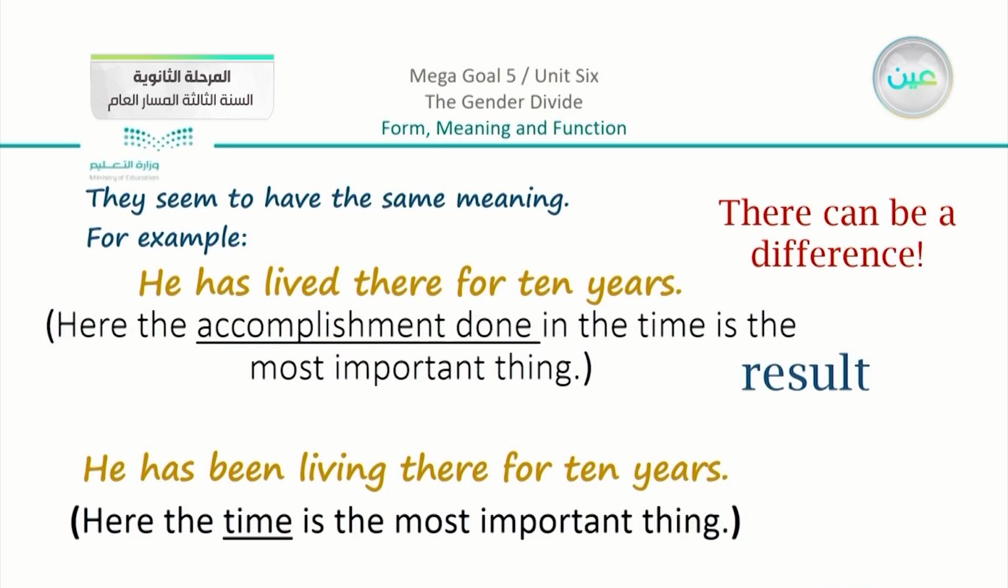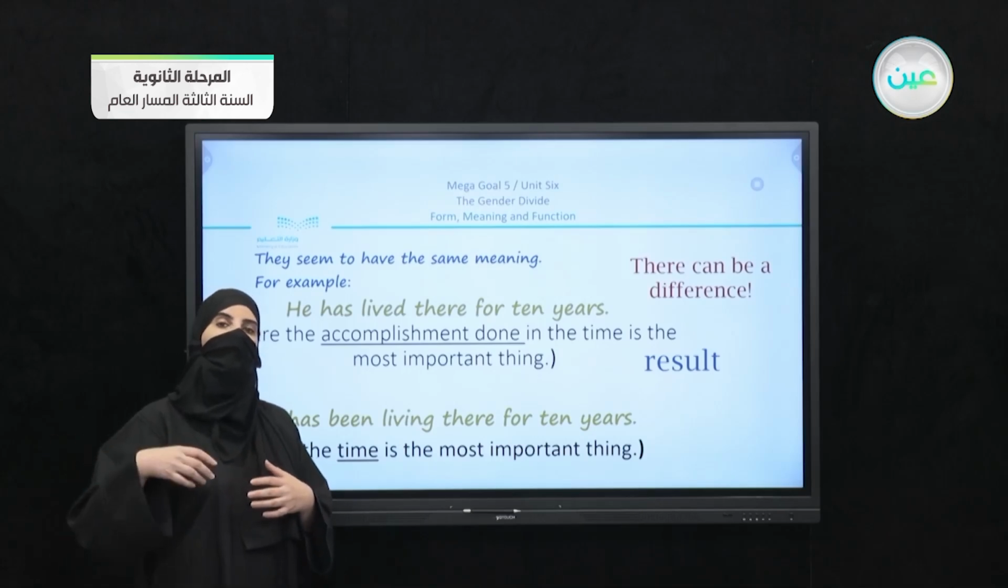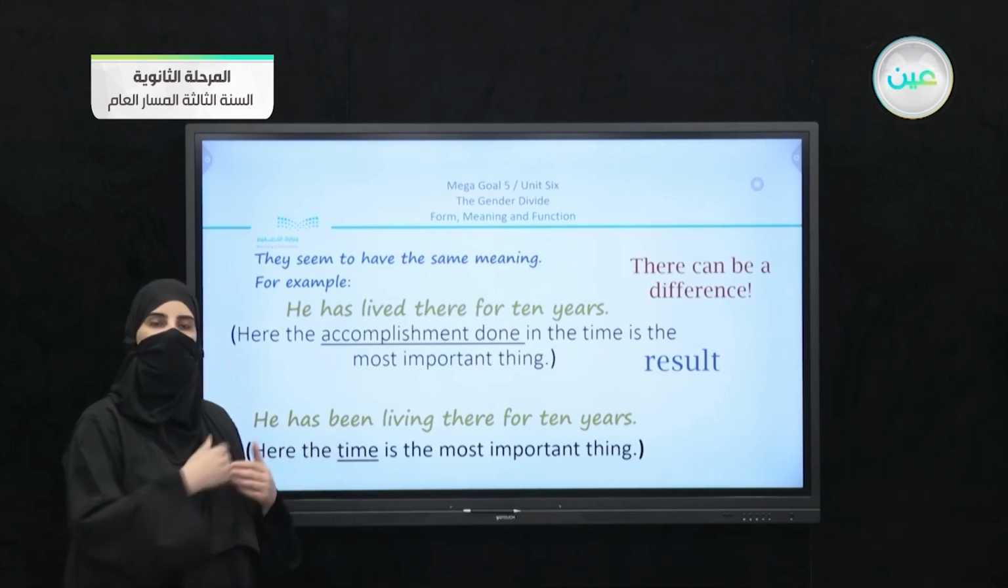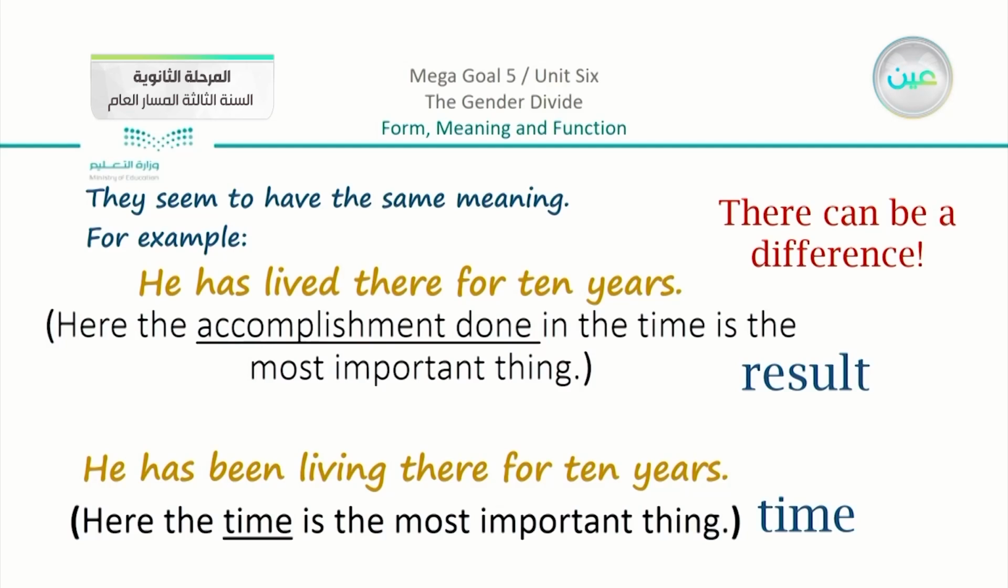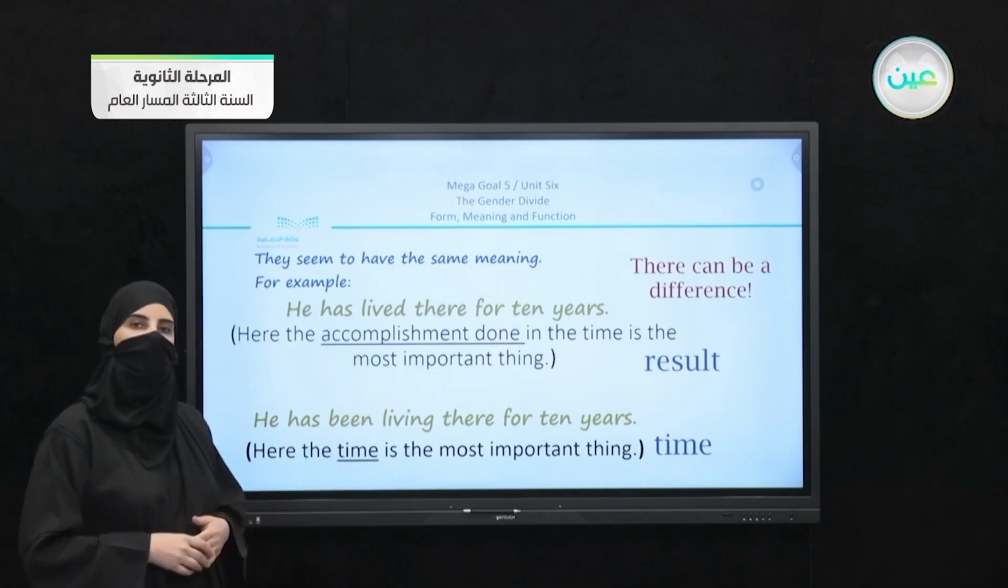But in the second sentence we have here, he has been living there for 10 years. You can see that if we use "has been" plus the progressive tense, we are focusing on the time. So back to the person who is living in another town, I am focusing on the time. How many years has he lived outside our city? So we can see that we are focusing on the time. So if you are using the present perfect simple, you are focusing on the result or the action. If you are using the present perfect progressive, you are focusing on the time.